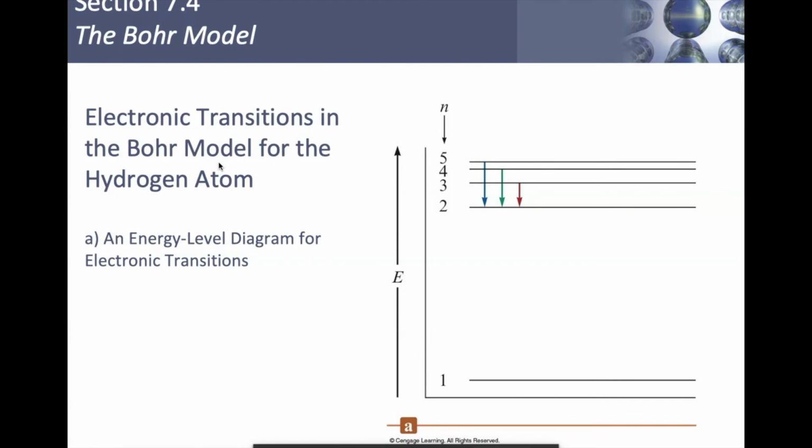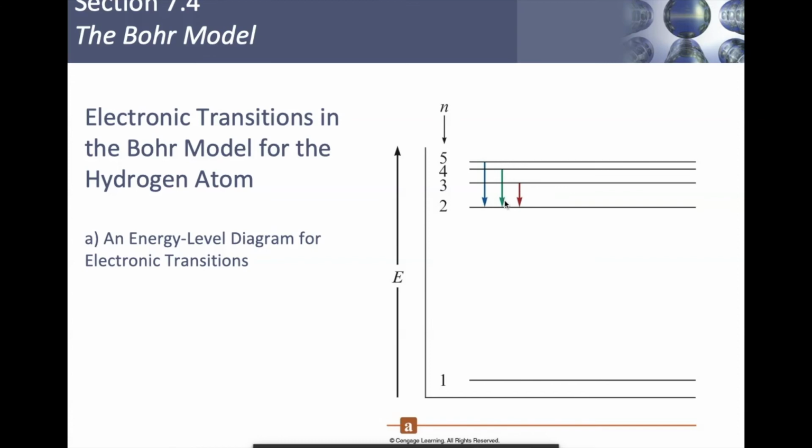So here is a visual representation for the electronic transitions in Bohr's model of the hydrogen atom. So you can see that to get from energy level 1 to energy level 2 is quite a jump. To get from 2 to 3 isn't as much. To get from 3 to 4 isn't as much. To get from 4 to 5 isn't as much.